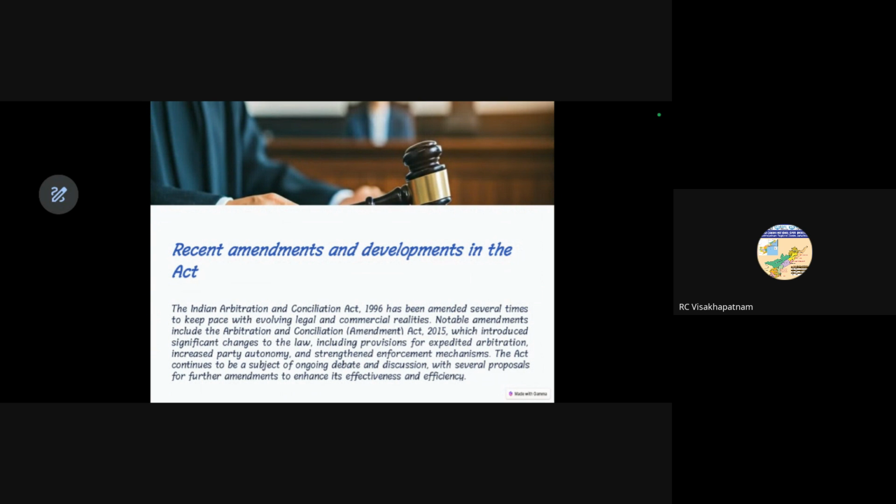Even though arbitration and conciliation are there, there is still a lack of legal awareness. So many people are not taking this opportunity to deal with cases under the Arbitration and Conciliation Act, the ADR mechanism. So these are the challenges regarding the Indian Arbitration and Conciliation Act.